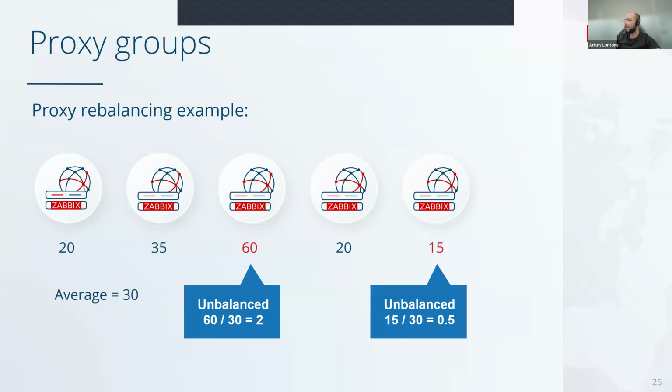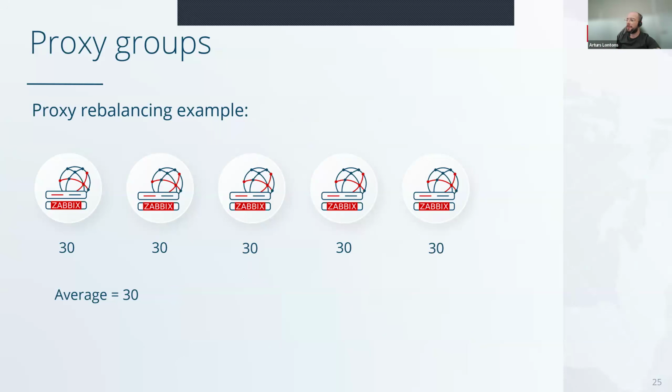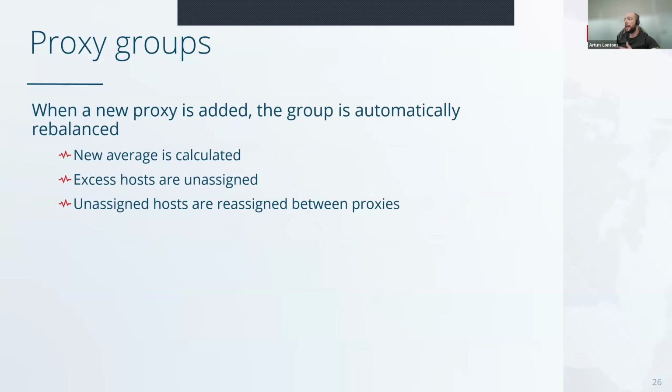So what happens? Hosts get unassigned and then reassigned across proxies in a proxy group. So over here we have a fully balanced, very neatly balanced group of proxies. When a new proxy is added to a proxy group, the group is automatically rebalanced. New average is calculated, excess hosts are unassigned, and then reassigned between proxies.